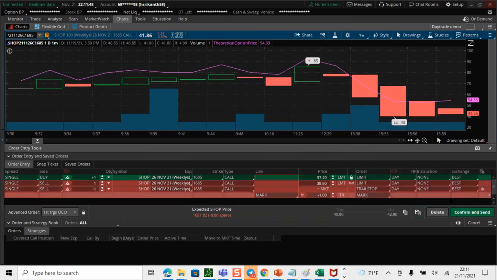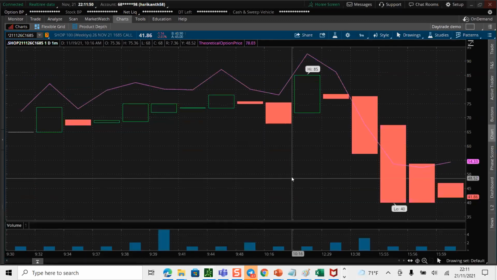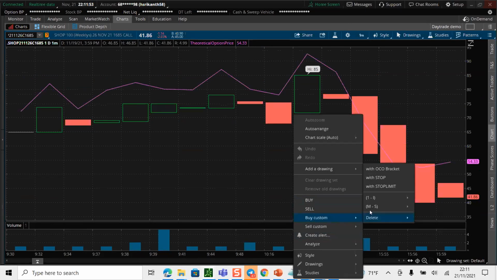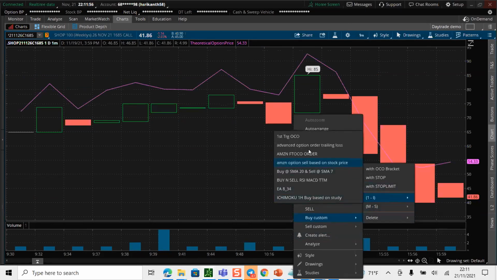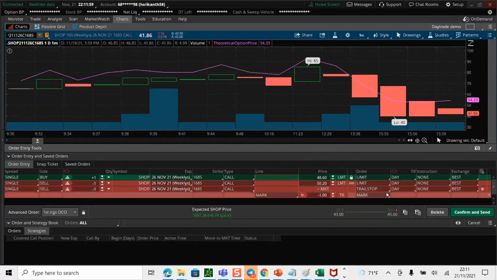Okay, advanced option order trailing loss. So right click, go to buy custom here, and here you have advanced option order. So go there automatically, especially you can lock and unlock here based on the option premium. This will keep changing, right? Here we just set it to just $1. However you want, you can configure this also. You can configure it and save it as per however you are comfortable trading with these OCO orders.